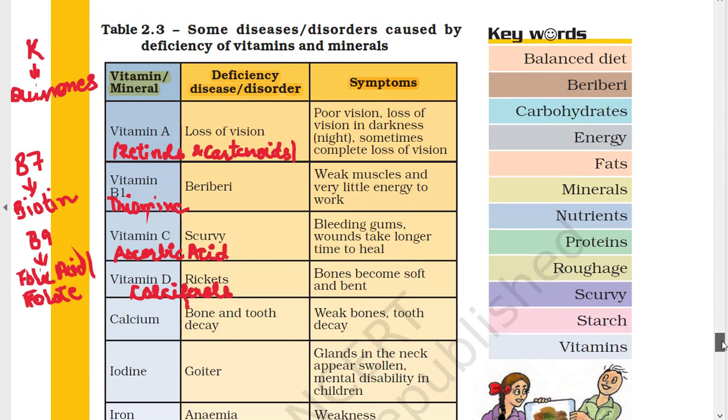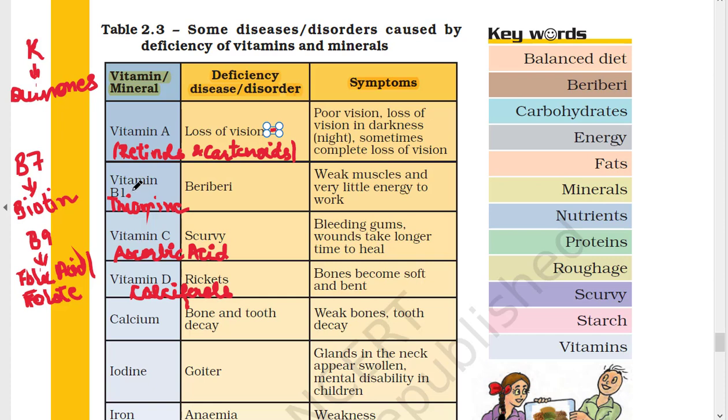Now let us see this table. It is very important. What are the different vitamins and minerals, and what is the deficiency disease related to it, and what are its symptoms? So let us see vitamin A. First of all, vitamin A is also known as the retinols and carotenoids. So remember the name of vitamin A: retinols and carotenoids. And the deficiency of vitamin A leads to loss of vision, because we just read that vitamin A is helpful in keeping our eyesight and our skin healthy. So it may lead to loss of vision, that means poor vision. It can sometimes also lead to complete loss of vision.